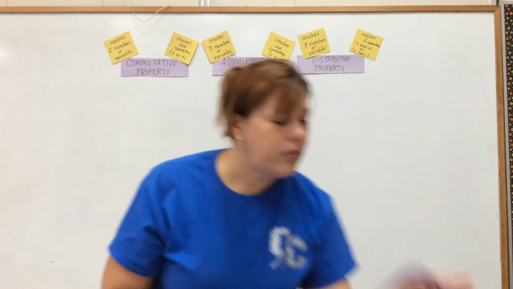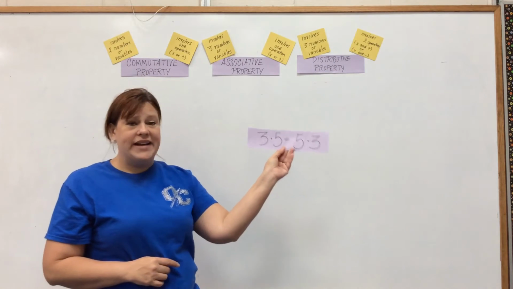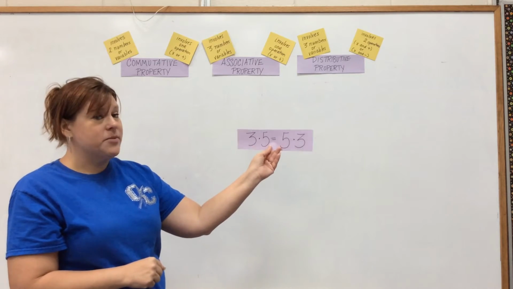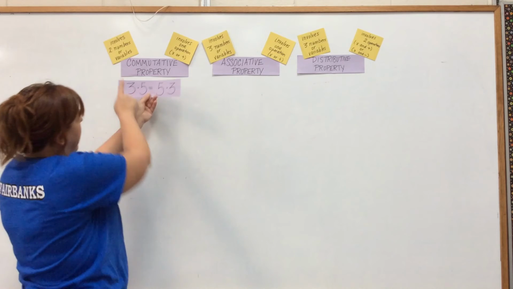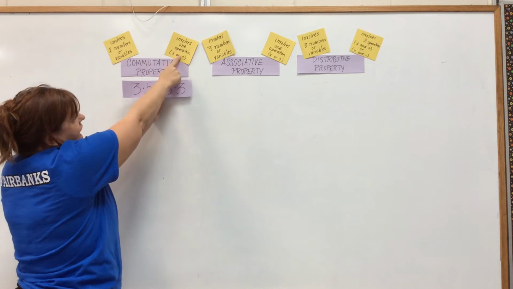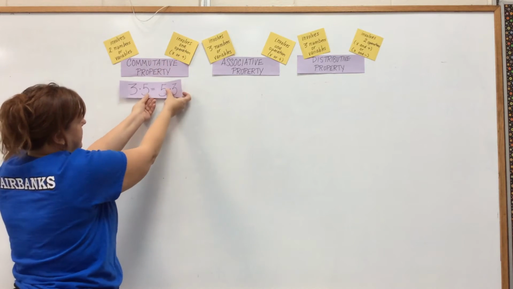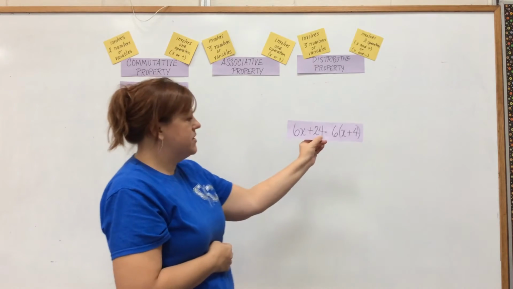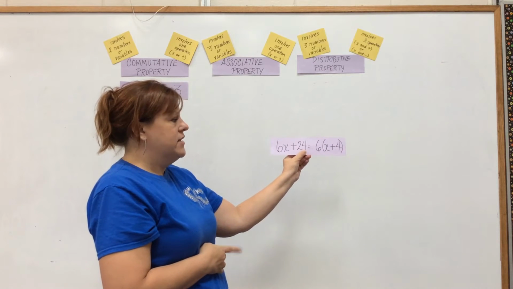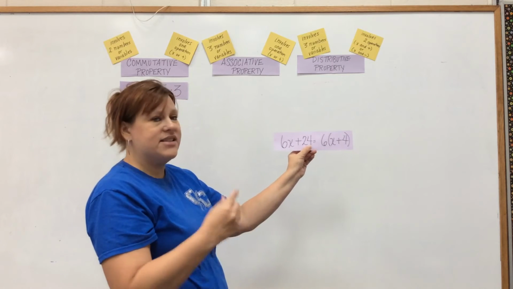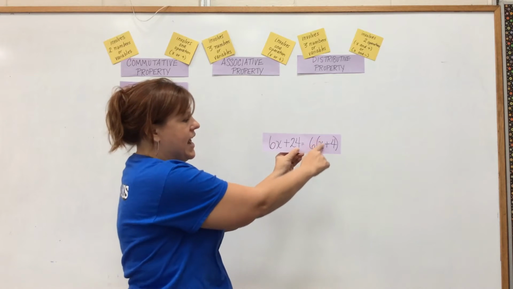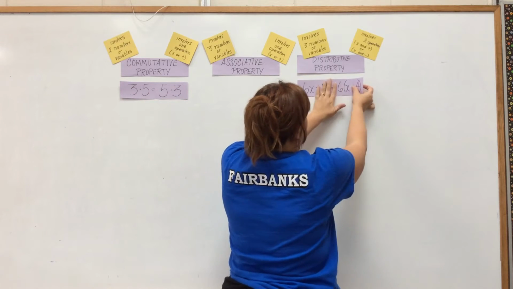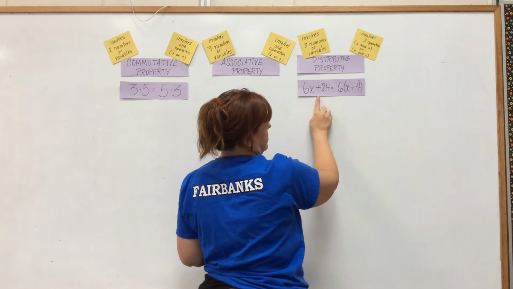property it is. So if I look at this one, I have 3 times 5 equals 5 times 3. No matter what order I multiply that in, I'm going to get the same answer. Okay? It involves two numbers or variables and only one operation, and that's multiplication. So it goes there. All right? If I look at this one, 6x plus 24 equals 6 times (x plus 4). Well, that's distributing because I'm taking that 6 and I'm taking it to the x and I'm also taking it to the 4. So this is the distributive property. Notice it has two operations, okay?